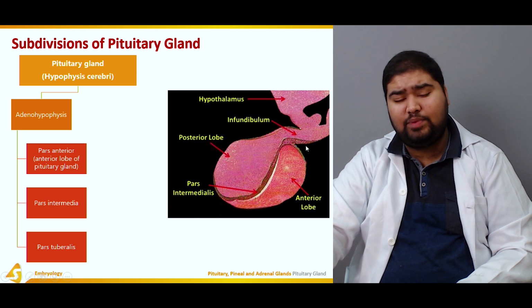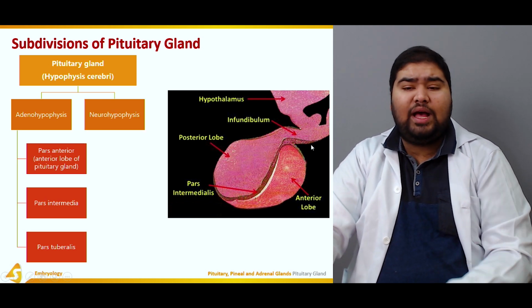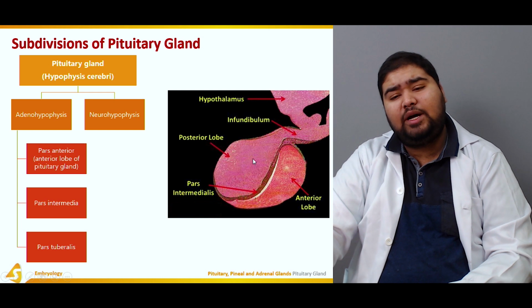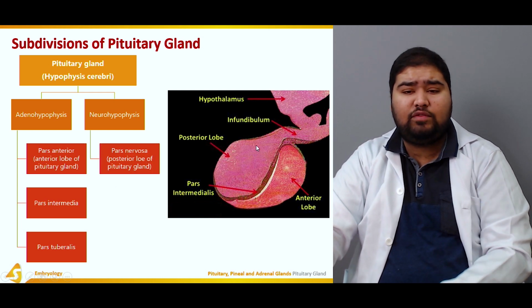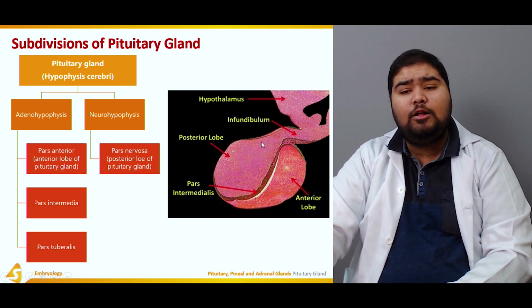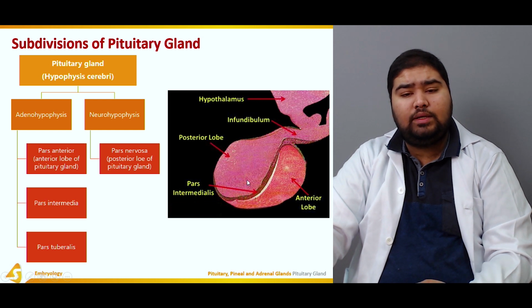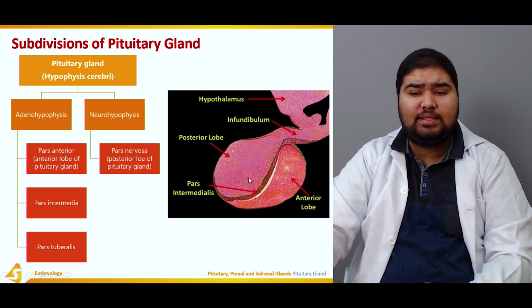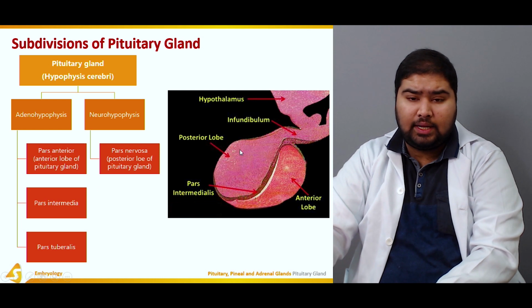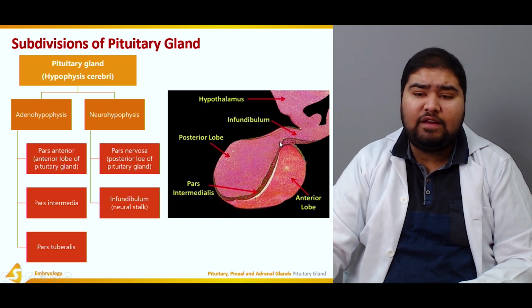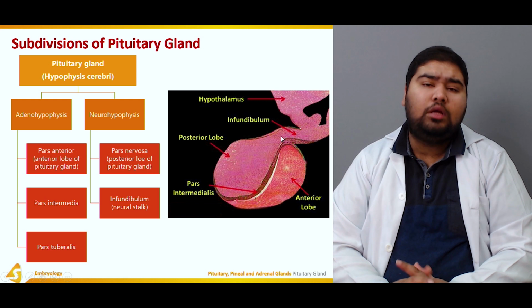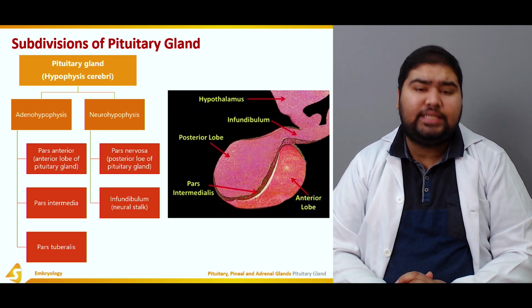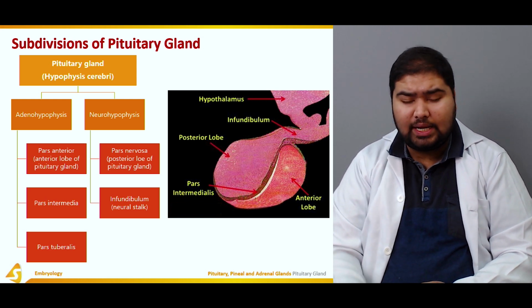This is the pars tuberalis. Then we have a neurohypophysis. The posterior part of the pituitary gland consists of the pars nervosa, which is the posterior lobe of the pituitary gland. Here you can see this is the posterior lobe of the pituitary gland, and finally we have the infundibulum or the stalk. These are the developmental parts of the pituitary gland.